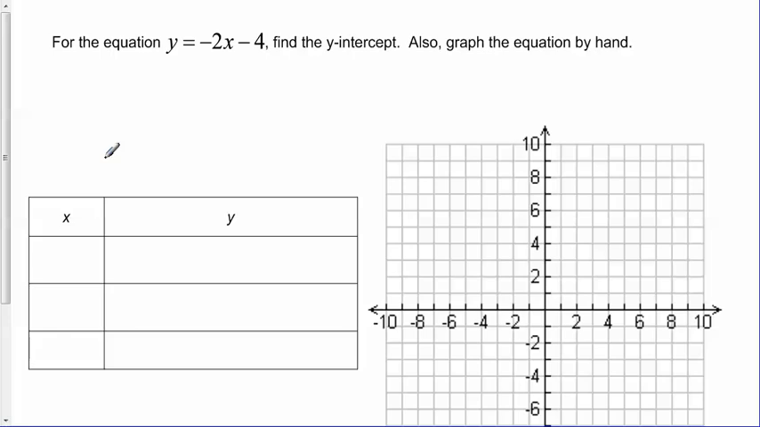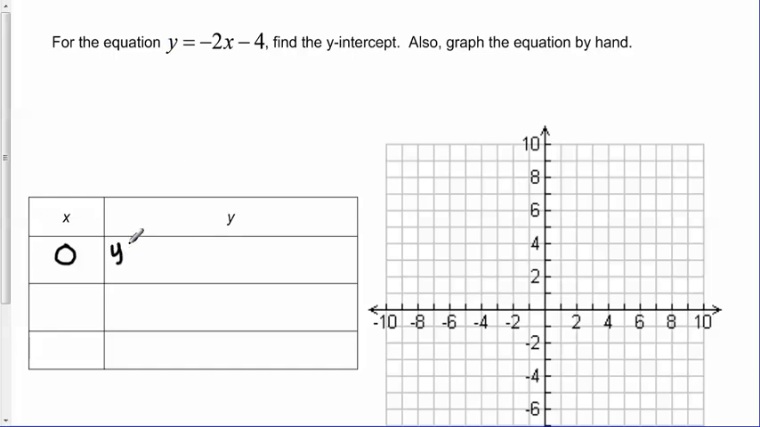Now, a nice value for x to choose, and this is almost always true, is to let x equal 0. The reason that's so helpful is that when I multiply things by 0, it doesn't change them. When I add 0 to things, it doesn't change them. So it tends to make the math pretty easy. So what we want to do now is to find the y that's going to go along with that.